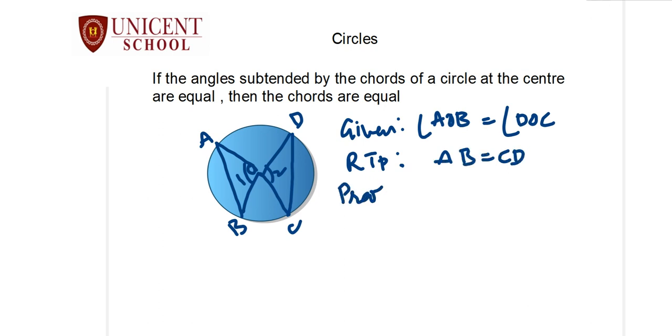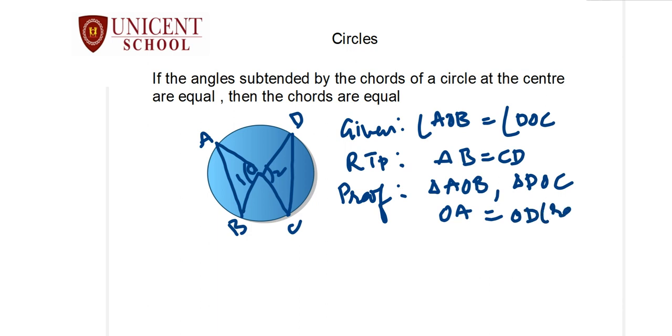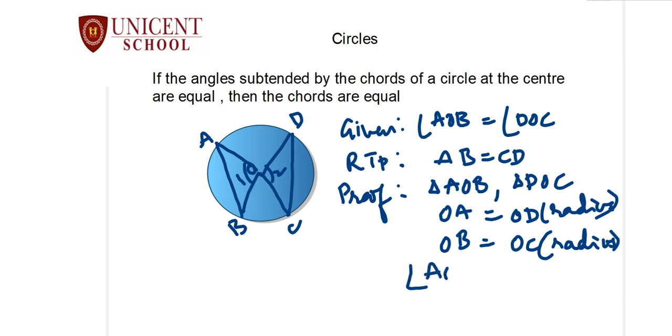Now, to proceed for the proof, we will compare the two triangles. What are the two triangles formed in this figure? Triangle AOB and triangle DOC. Now, when we compare these two triangles, we know that OA is equal to OD, which forms the radius. And similarly, OB is equal to OC. This also forms the radius of the circle. And it is already given that angle AOB is equal to angle DOC.